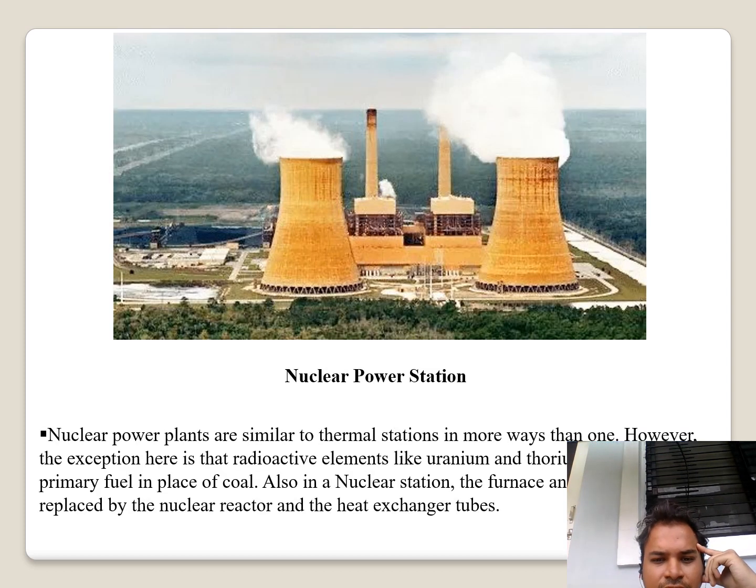Okay. So moving on to the next slide, this is about the nuclear power station. As you can see here, this is a picture of a nuclear power station. This is a chimney. Then this is the power plant. These are two chimneys. These chimneys are emitting smoke.